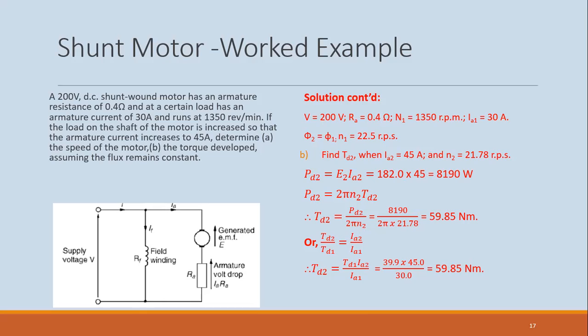Or I could have used the torque and current relationship, since for the shunt motor, the torque is proportional to the armature current also. So TD2 over TD1 equal to IA2 over IA1. So TD2 equal to TD1 times IA2 over IA1. So I could have found it that way also.